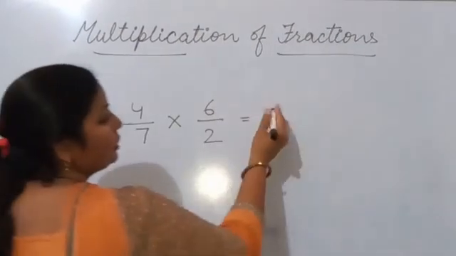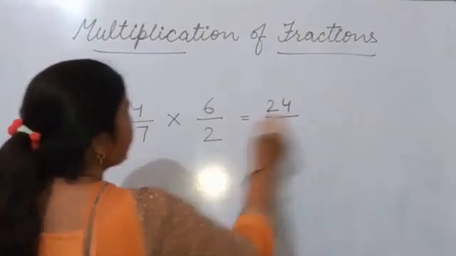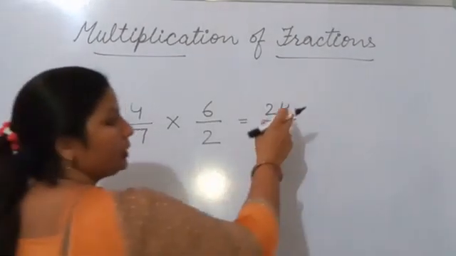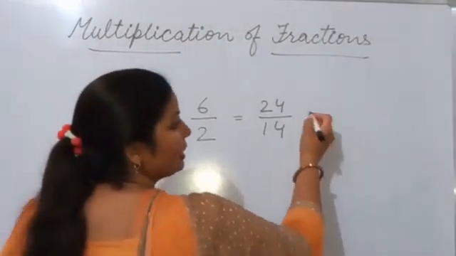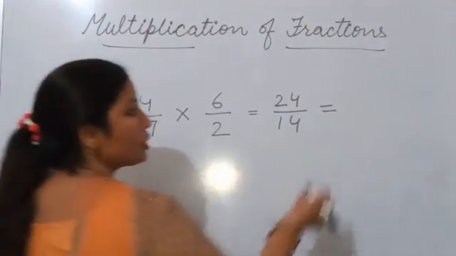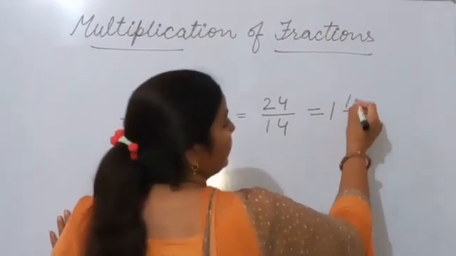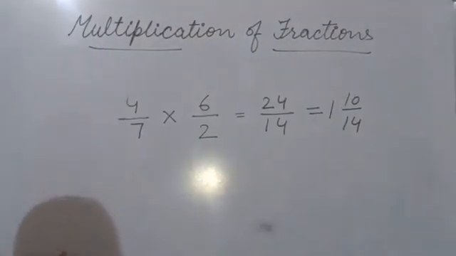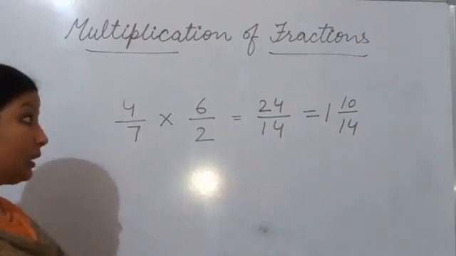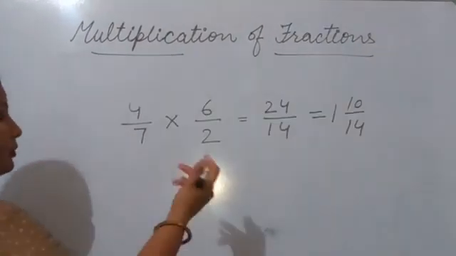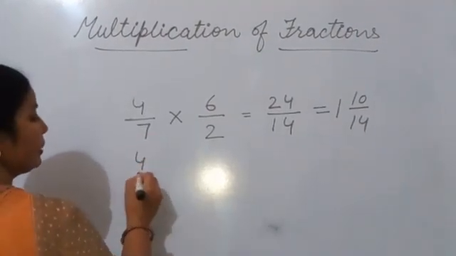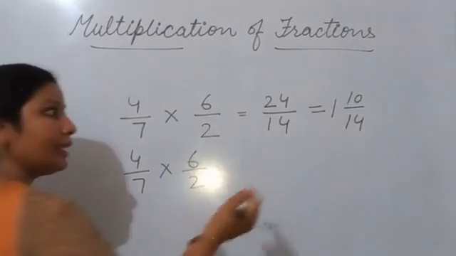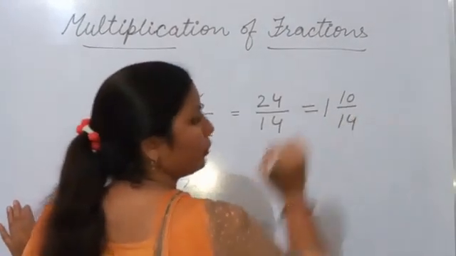So 4 6s are 24 and 7 2s are 14. Okay. Now this is an improper fraction, so we can change it into a mixed fraction. So it becomes 1 whole 10 upon 14. Okay. Simply we can do this if it is given that multiply. But in the same question, 4 upon 7 multiply by 6 upon 2, here we tell the answer 1 whole 10 upon 14.